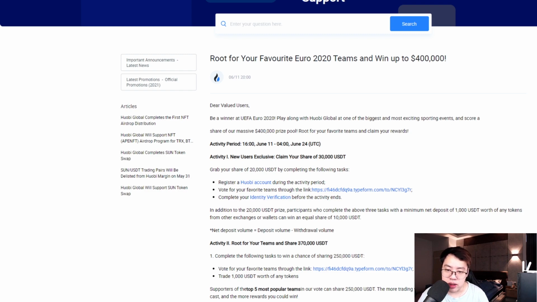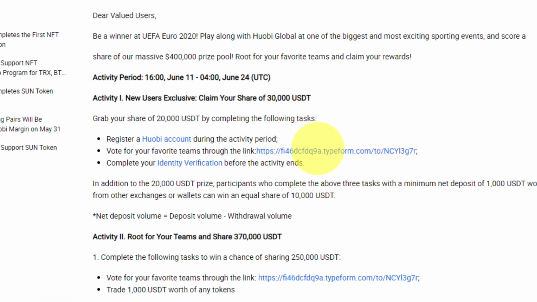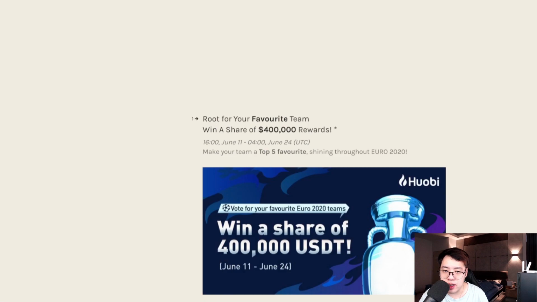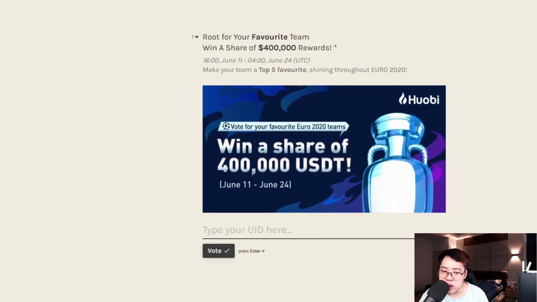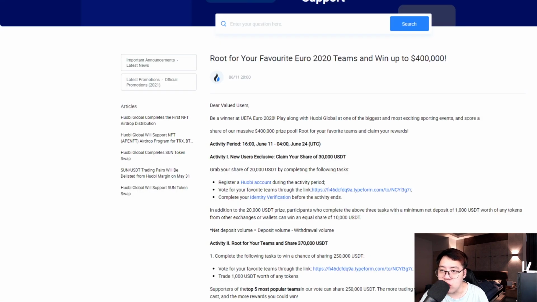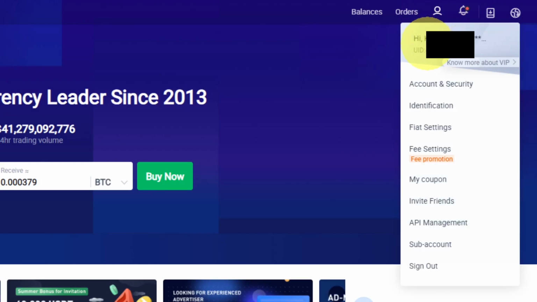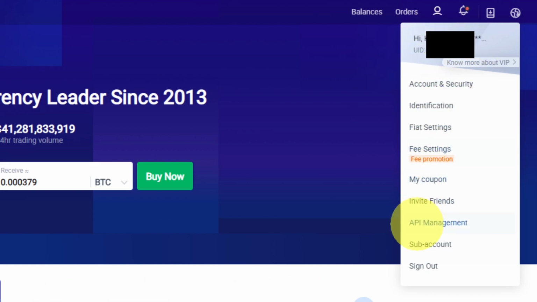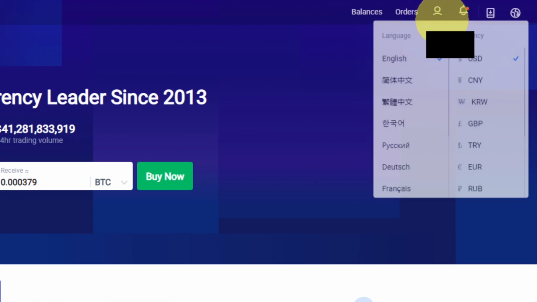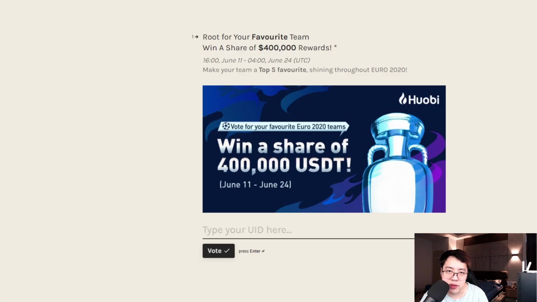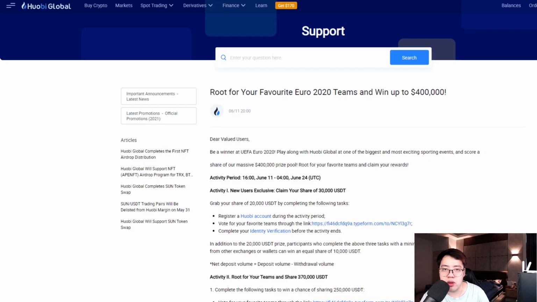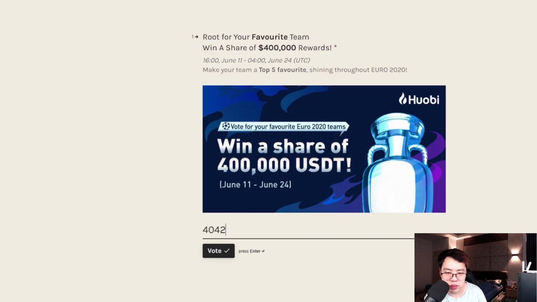Let's say you're a new user. What you need to do is click on this button, click on this link, and it will take you to another page where you need to type in your UID. How do you get your UID? It's very simple. You just go back to this page, click on this icon, and down here you have your UID. You just copy and paste it. Let's say I input 404 something, just as an example.